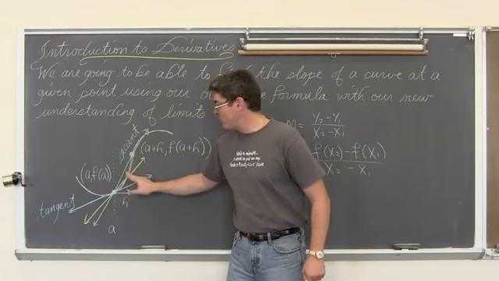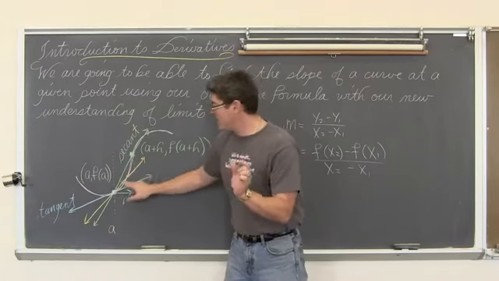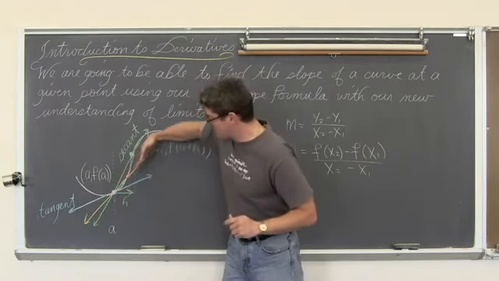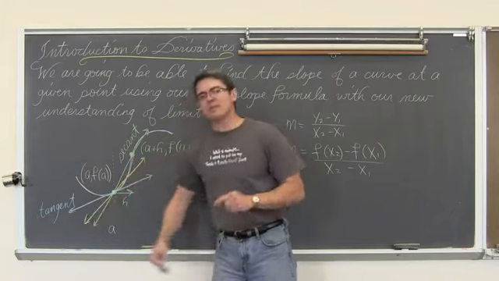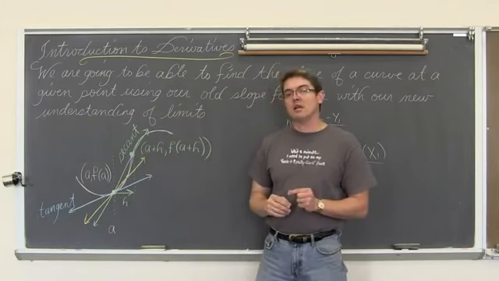If I could move that point a little bit closer and reduce the value of h, I have another secant line, which we can still see is going to estimate the slope a little bit high, but the yellow line would estimate the slope better than the green line.